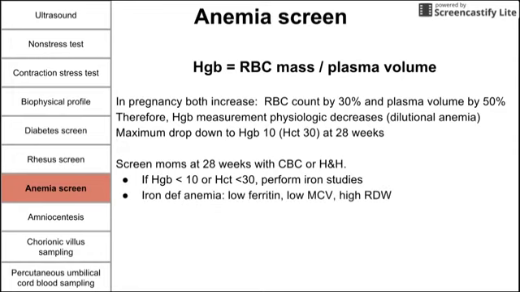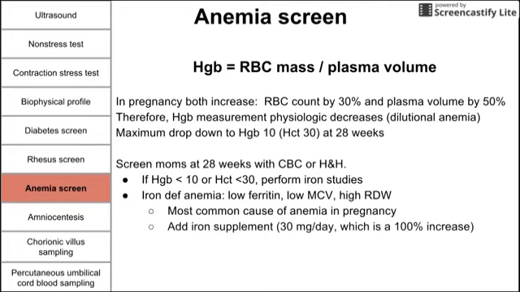Most commonly found is iron deficiency anemia, in which on iron studies you would find low ferritin, low MCV, and high RDW. And again, this is the most common cause of anemia in pregnancy. You could treat this by simply adding iron supplements, 30 milligrams per day, which is a 100% increase in the iron that mom is supposed to be getting.